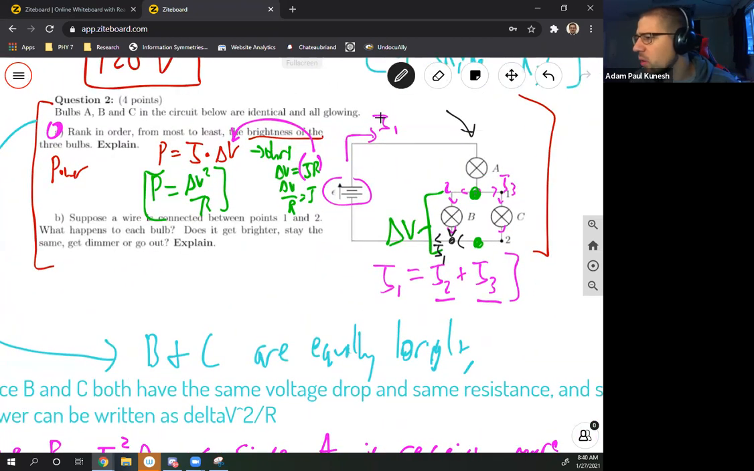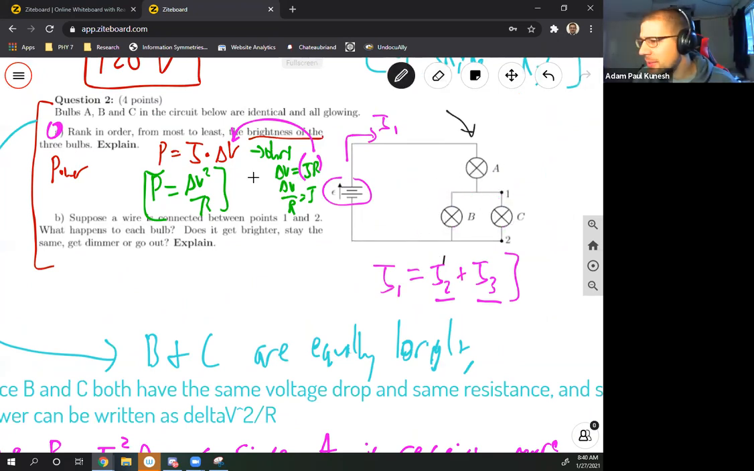Suppose the wire is connected between points 1 and 2. Everybody loves doing these short circuiting questions. So I'm connecting a wire between points 1 and 2. What happens to each bulb? Do they get brighter, stay the same, go dimmer, or go out? So here's C. I'm just connecting these by a wire now.